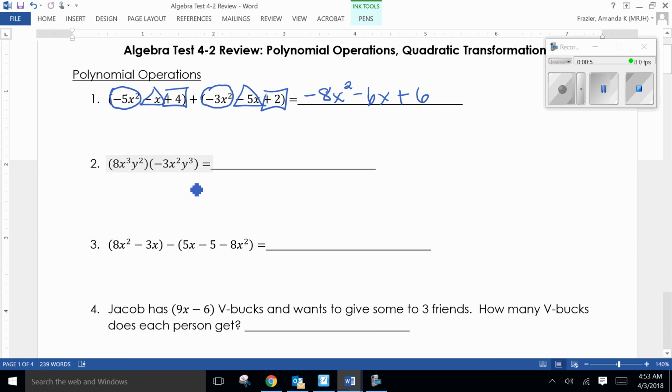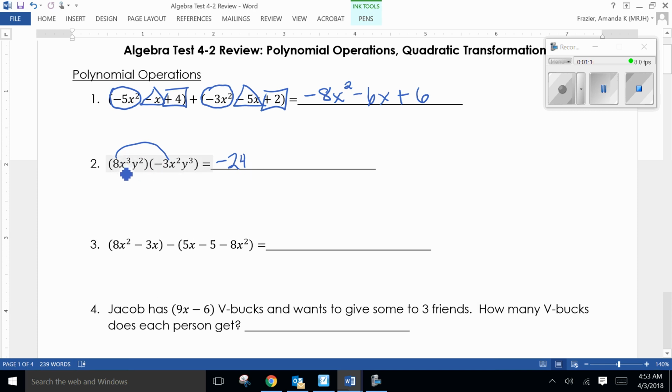Number 2, we are multiplying 2 binomials. So we're multiplying actually just, I'm sorry, 2 monomials. So actually my laws of exponents here can apply. So I have 8 times negative 3, which is negative 24.